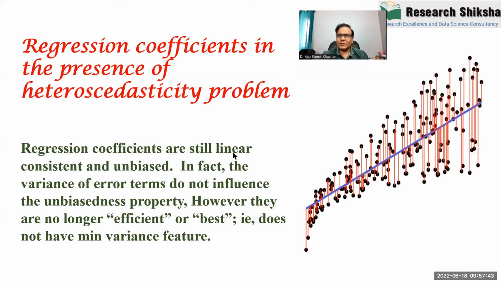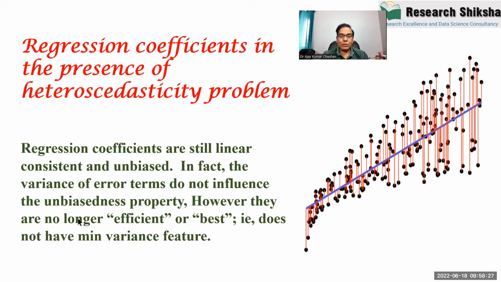So the theory says that the regression coefficients are still linear, consistent, and unbiased. Consistent means even if you increase the sample size, they will not change. So consistency in the regression coefficient will be there. Regression coefficient means slope coefficient. So they are still linear, consistent, and unbiased. But what is lost? The loss is that the error terms are very high now. In fact, the variance of the error term does not influence the unbiased property. However, they are no longer efficient or best.